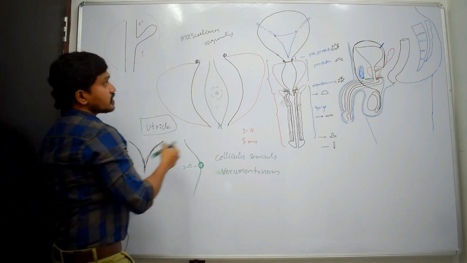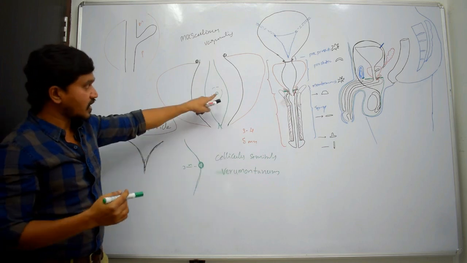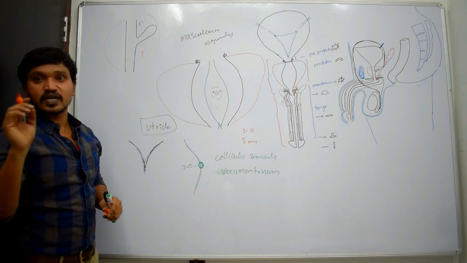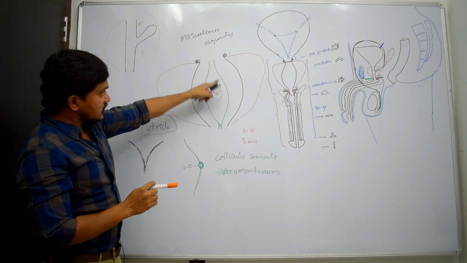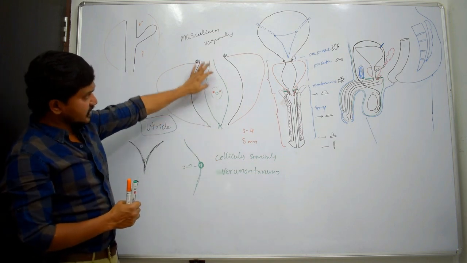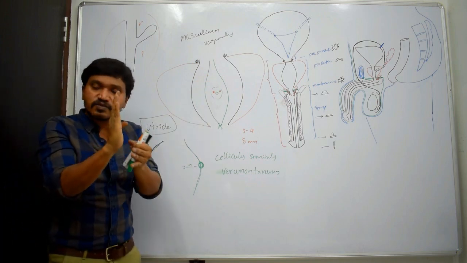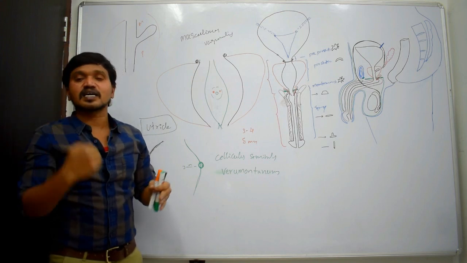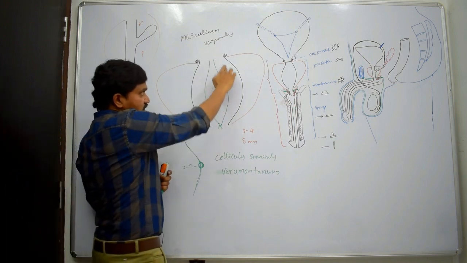Then there will be opening of this duct into where? Into the colliculus seminalis on either side of it. What are these structures? Opening of ejaculatory duct. So here opening of ejaculatory duct. This is about colliculus seminalis. Then here this is urethral crest. It's like a crest. It's like a projection. If it is a projection, on either side of the projection there will be a gutter or sulcus. That sulcus what we are calling urethral sinuses. So here one urethral sinus, here one urethral sinus.